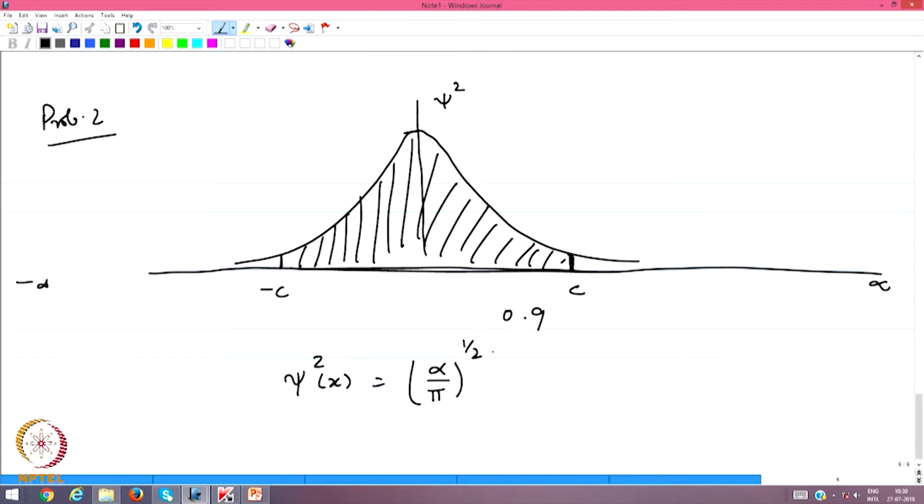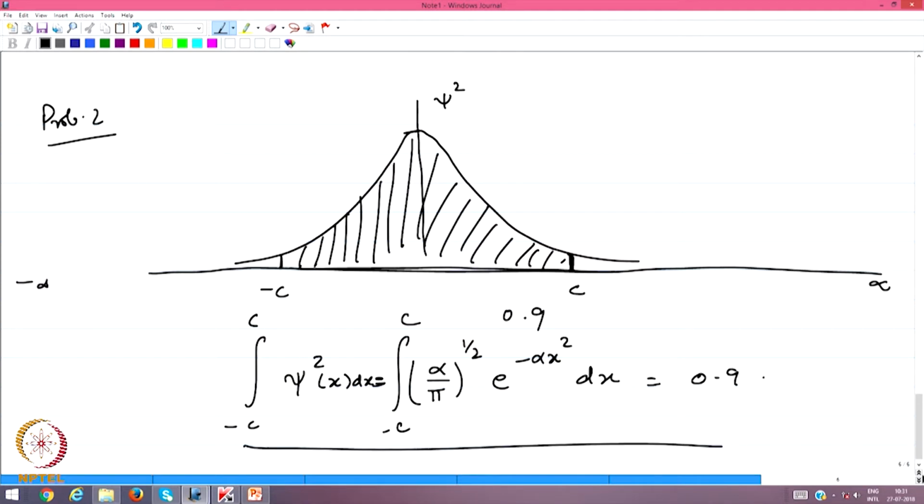Okay. Psi square is given to you already as psi square x is alpha by pi to the 1 by 2 e to the minus alpha x square, and psi square x dx is that. Therefore, you have to calculate the area from minus c to plus c, such that the answer is 0.9. One of the reasons for giving this number is that this cannot be calculated analytically. There is no analytical result. You need to use numerical tables.